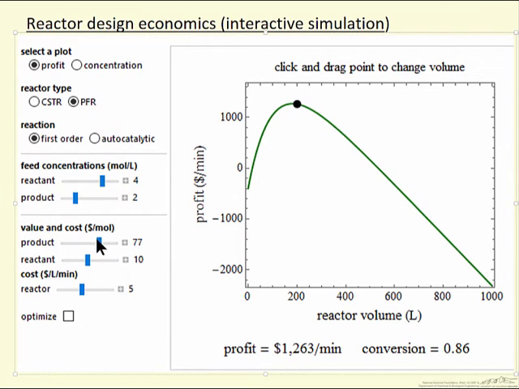The cost of the product and the reactant can be changed, and of course that's going to change economics as well as the reactor costs. Clicking this box moves the black dot to the maximum profit, to the maximum point on this green curve, but the mouse can be used to move this dot anywhere along and get a readout of what the value for conversion and profit is. So let's look at this interactive simulation next.